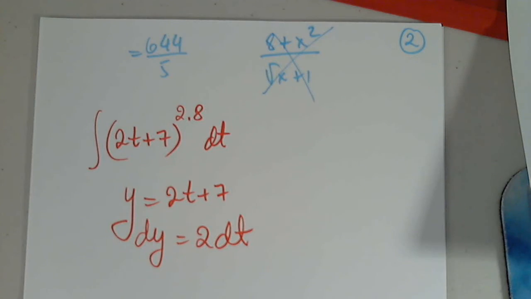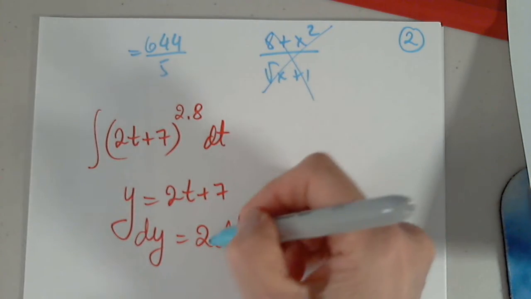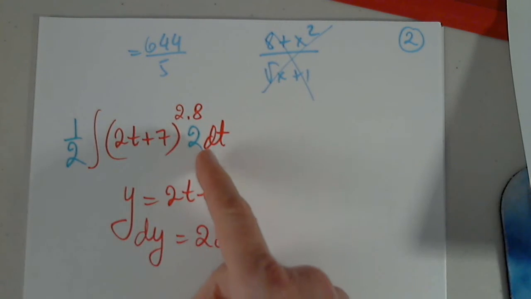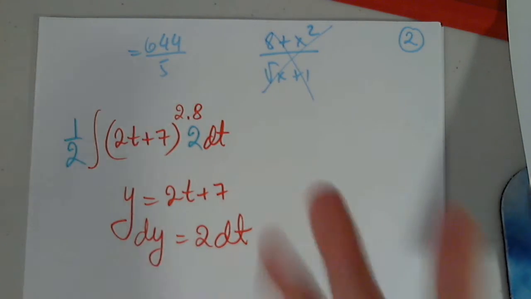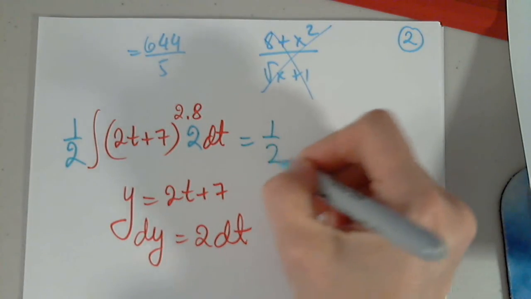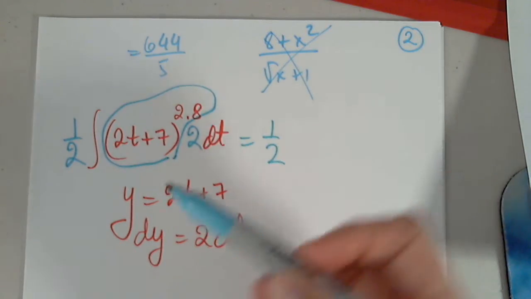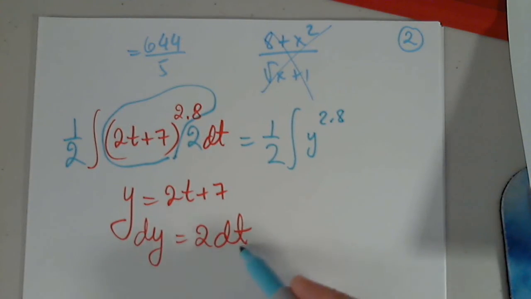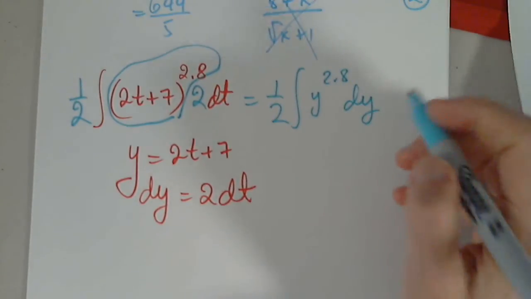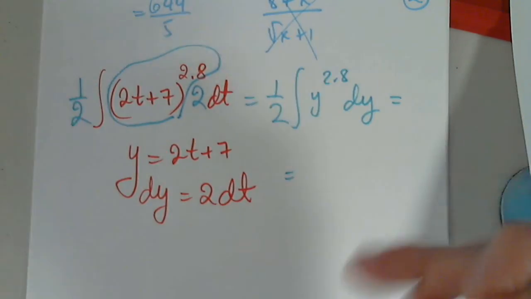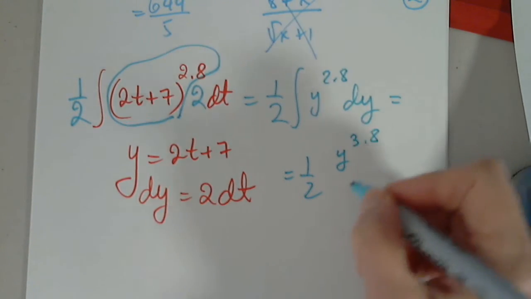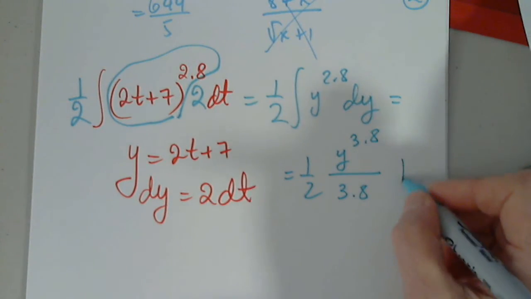Is this okay? Yeah. So I have the dt, but I don't have the 2. Who cares? That I can make up. Multiplying by 2 and dividing by 2 is 1. I'm not changing anything. So then I have 1/2. This piece changes into y to 2.8, and this changes into dy. And this simplifies the integral tremendously, because I have 1/2 y to 2.8 plus 1 over the same number plus a constant c.